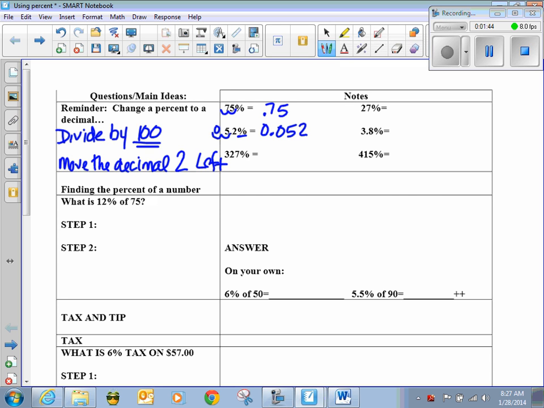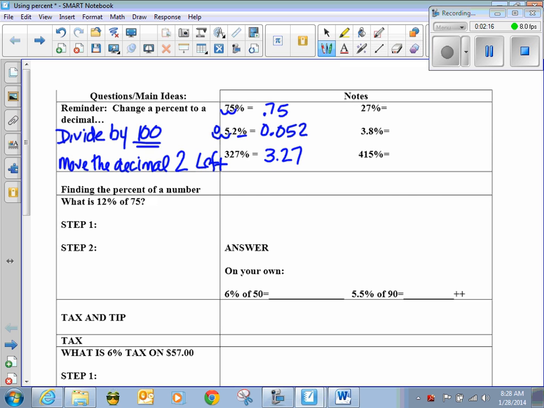This is a calculator portion of the SOL, so why not use it? 327%, divide that by 100, and I end up with 3.27. Now all of these are in decimal form. They don't have a percent symbol after them. They're in what we officially call decimal form. Now, please try 27%, 3.8%, and 415% on your own. Pause the video if you need to.